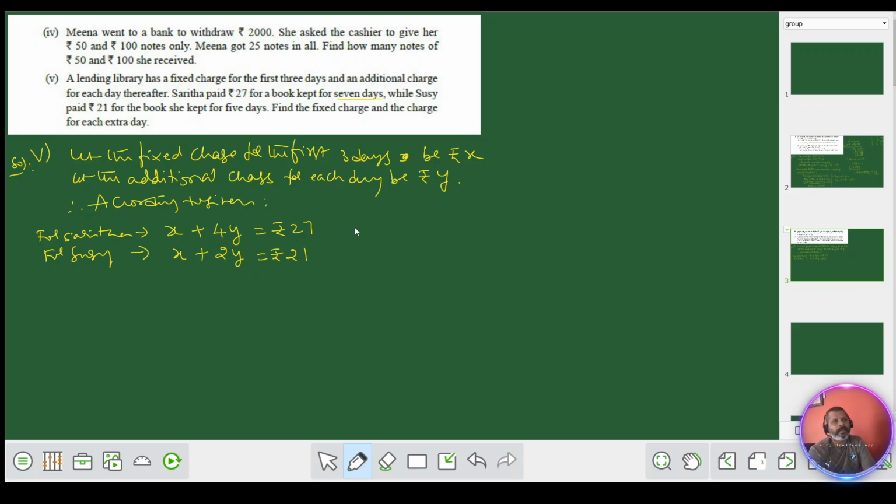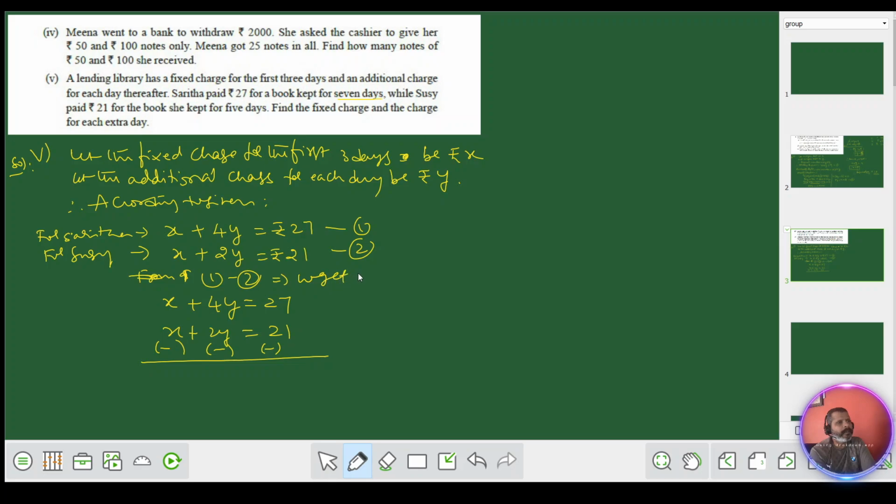Now we have to observe and solve them. Call these equation 1 and equation 2. Since x in these two equations has the same coefficient, we just subtract 2 from 1. That is x + 4y = 27. When writing an equation for solving, no need to write the rupees symbol. I just repeat that here, then subtract it. You can write in between, 1 minus 2, if you want.